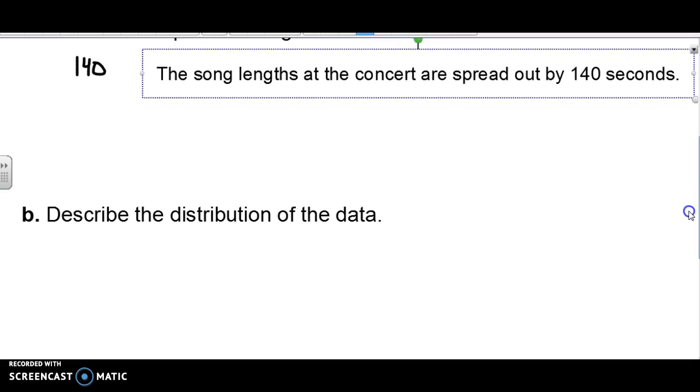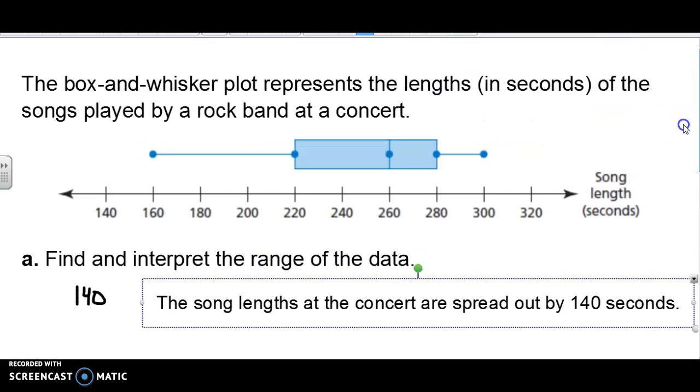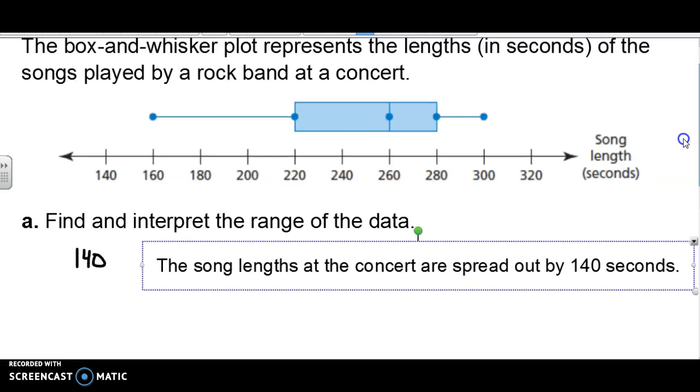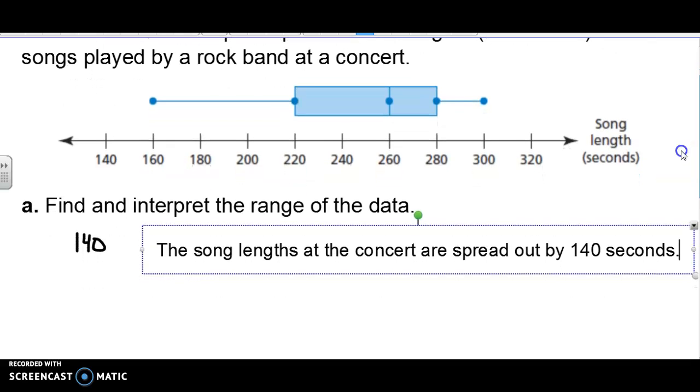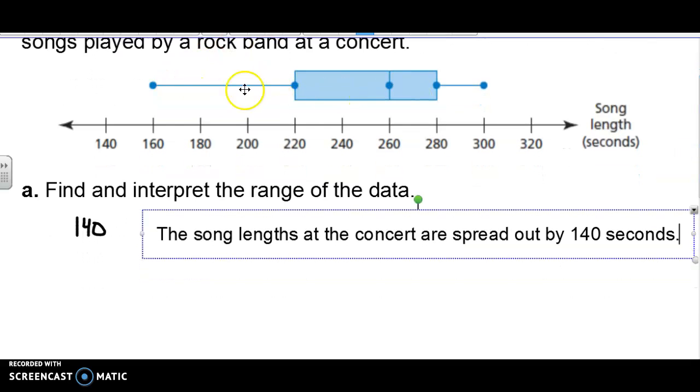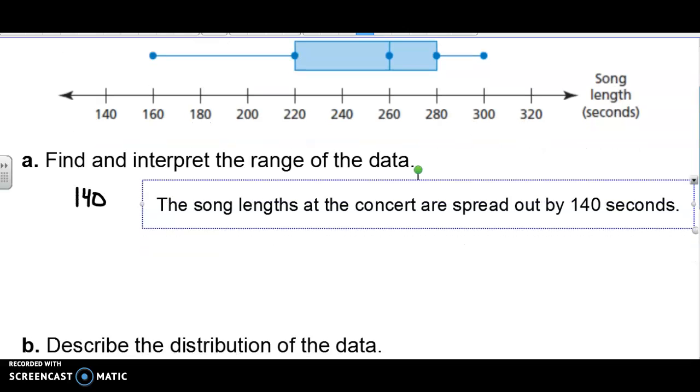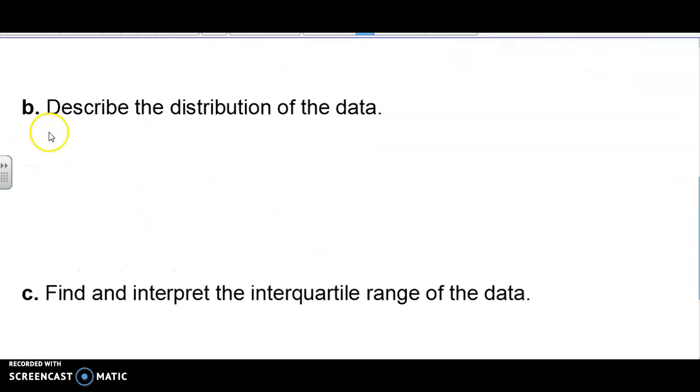All right, it says describe the distribution of the data. All right, so if we look at this, we could say anything about the distribution. We could say that 25% of the data is between 160 seconds and 220 seconds. You can talk about 50% of the data being between 220 seconds and 280 seconds. 25% of the data is between 280 and 300 seconds. So what we're going to say is that for B, we're going to say 25% of the data is between 160 and 220 seconds.